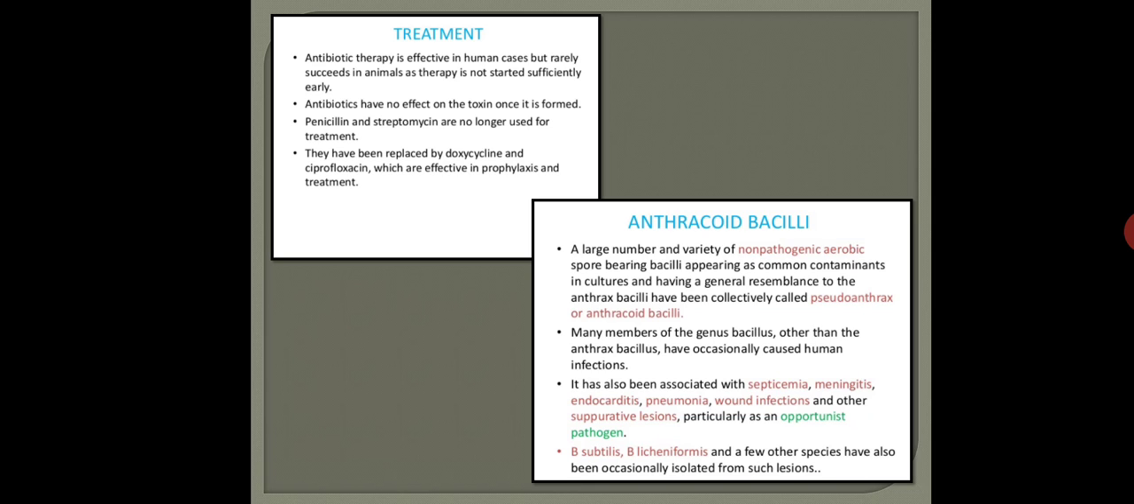Tetracyclines are there, macrolides are there and fluoroquinolones are there. Now in tetracycline, an example of an antibiotic is doxycycline. Doxycycline is the preferable antibiotic. Second class is macrolides, in which the antibiotic is erythromycin. Third is fluoroquinolones, in which the antibiotic is ciprofloxacin. So these are different antibiotics which can be used for the treatment of cutaneous anthrax.